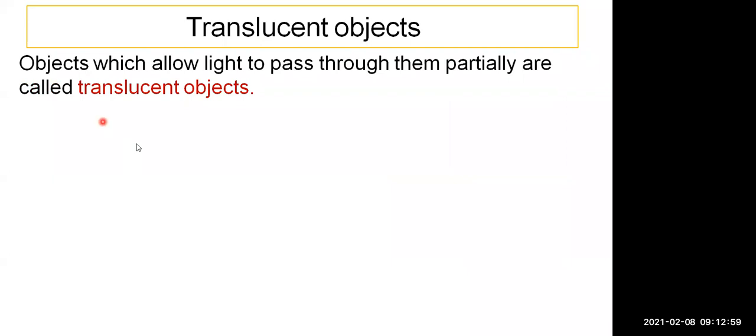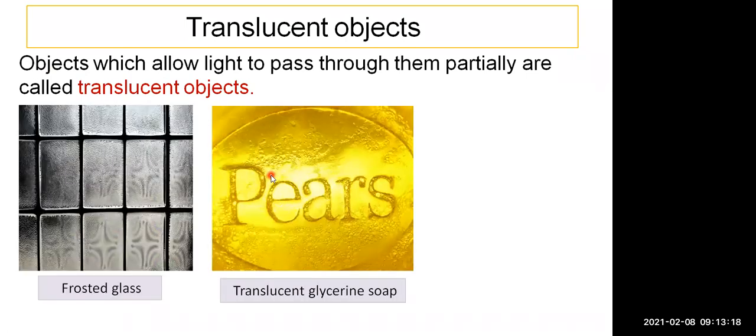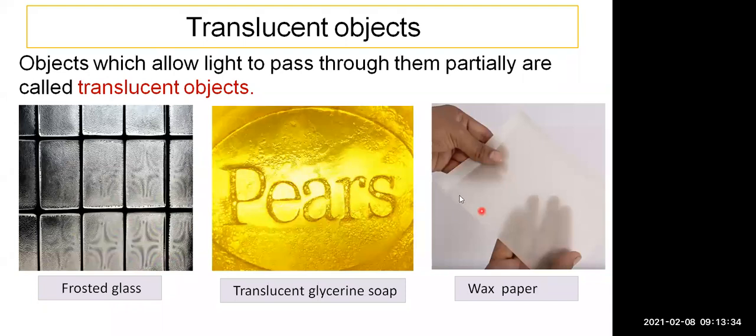And the last one is the translucent object. Here the object will allow only a few lights to pass through it. For that few light we use the term partial. So the object which allows light to pass through it partially is called a translucent object. Now you cannot see the object clearly, but you can understand there is some object behind it. So this is translucent: frosted glass, translucent glycerin soap, and wax paper.